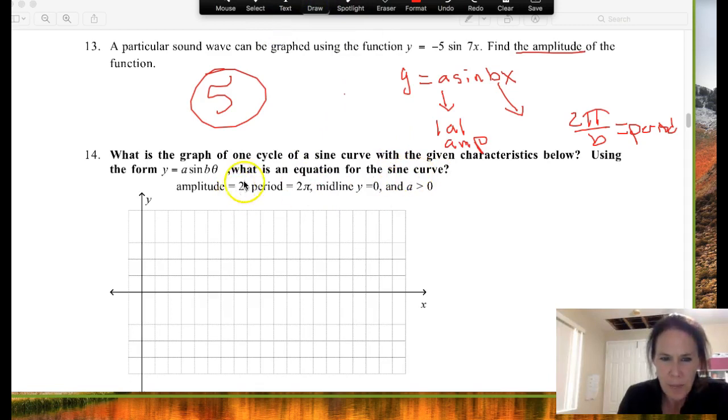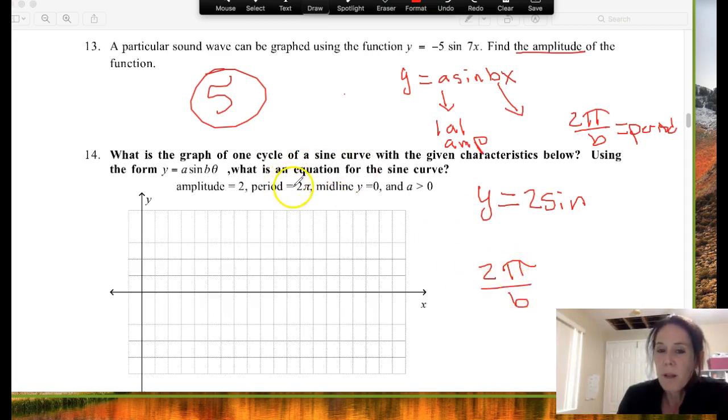So let's look right away. The amplitude is 2. We already know a is the amplitude. So I'm going to go, well, y equals 2 for a times the sine. And then b is the number of cycles from 0 to 2 pi. The period is 2 pi, and I know 2 pi divided by b gives me my period. Well, if 2 pi divided by b is 2 pi, that means b has to be 1, right? So what am I going to put in here for b? I'm just going to put 1. Instead of putting 1 theta, I just put theta. I don't need to write 1. Okay, so 2 sine theta, and that's it.